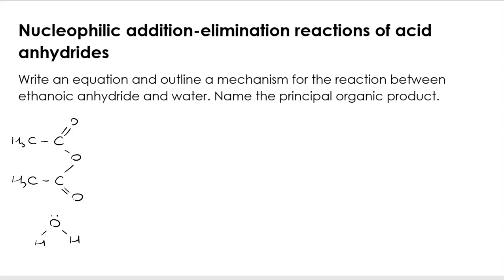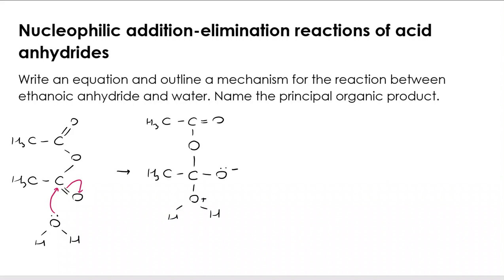Now, the water is going to attack the delta positive carbon, just as it did previously, and that's going to lead to the double bond breaking between the C and the O. And that takes us to an intermediate. Now, this looks a little bit more fiddly, but exactly the same principle applies as it did with the acyl chloride. It's simply that the Cl has been replaced by an OCO-CH3. So we end up with this. And once we've got to here, again, exactly the same as we saw with the acyl chlorides. We regenerate the double bond.